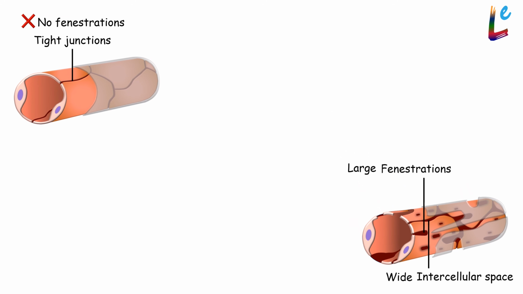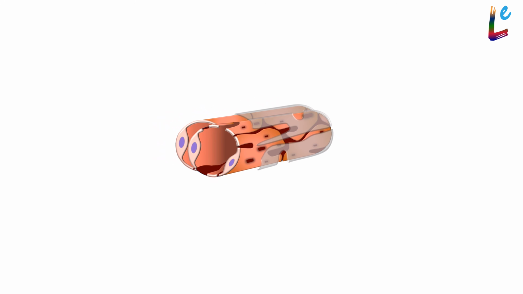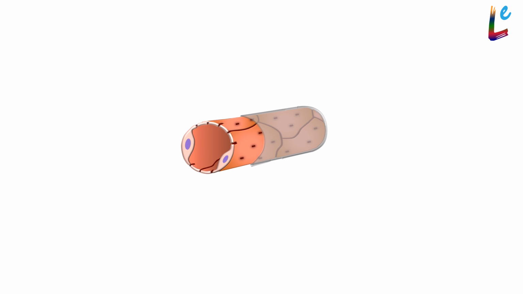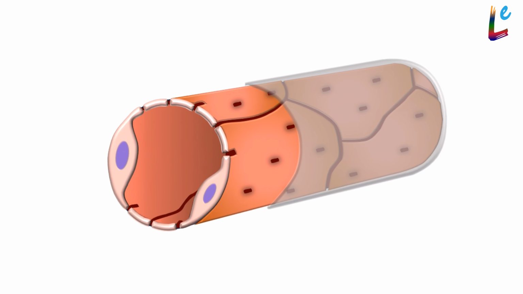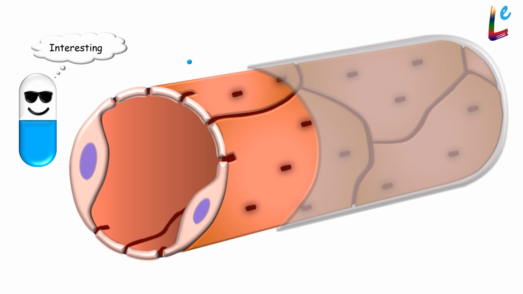These examples represent two extremes. One that tries to severely restrict passage and another that allows unrestricted movement. For further discussion, let's choose a type of capillary that falls in between these extremes. Be it a fenestration or an intercellular space, a drug molecule must be small enough to pass through. This is where things get a bit interesting.